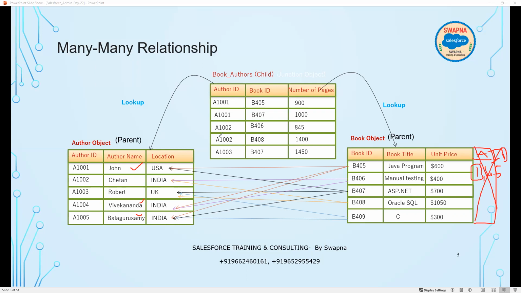Now, if you create a book ID here, John has written two books, one which is B405, and then he has written B407. When you create a book ID lookup field here, you need to link two records, which is not possible. You can only link one record. You cannot link more than one record; that concept is not available. In order to have that, we need to go for a child. One is connected to B405, one is connected to B407. So like this, you need to create two records in the child object.